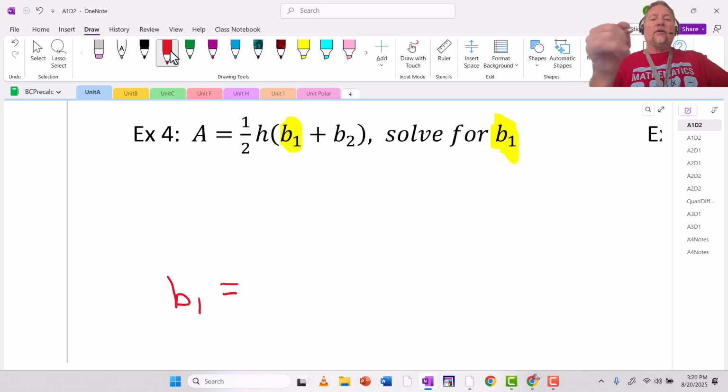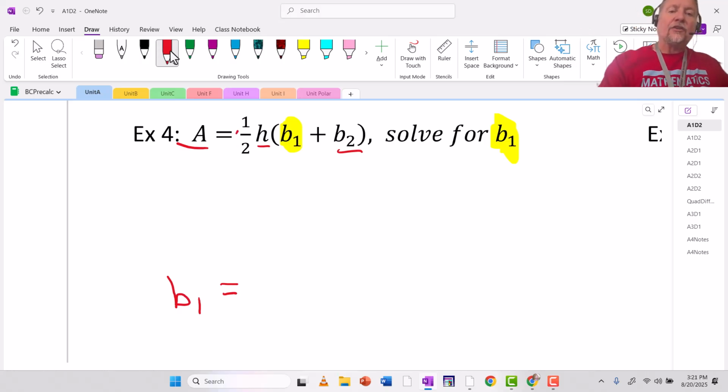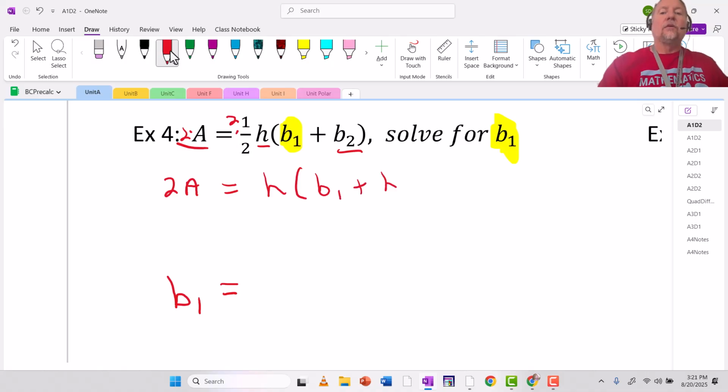So we've got to go through this and think everything else is a number. We've got to think of this as a number, this is a number, and this is a number, even though they can't be combined. And how do I get rid of them? Well, the first thing I'm going to do is, I don't like these fractions, so I'm going to multiply by 2. So now I get 2A equals h times (b1 plus b2). And then, what do I do next?